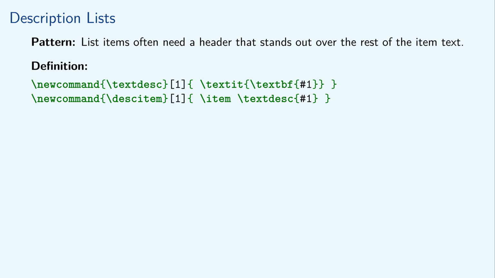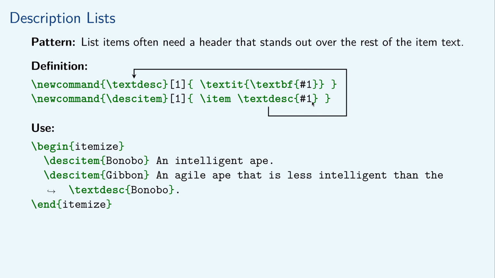And the important one is the last one, text description item, or description item. It takes a single parameter and creates an item, which is what we in LaTeX use for the items in both the itemized bullet point list and the enumerate numbered lists. And then I use the text description macro, which is defined up here, to format this parameter, which is the header.